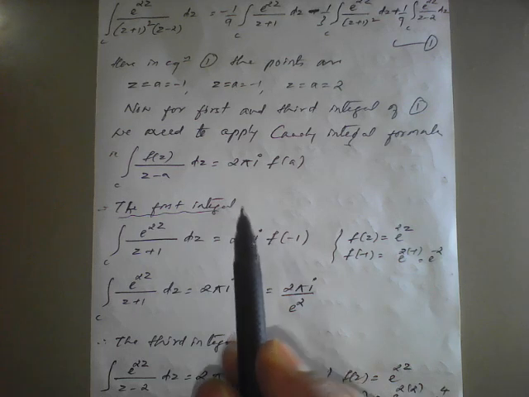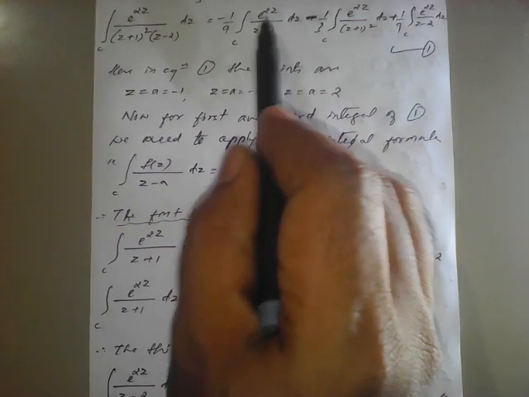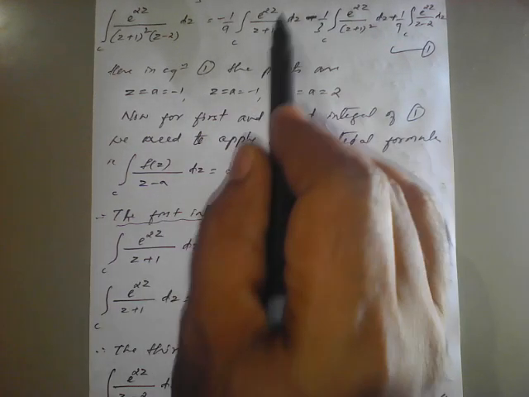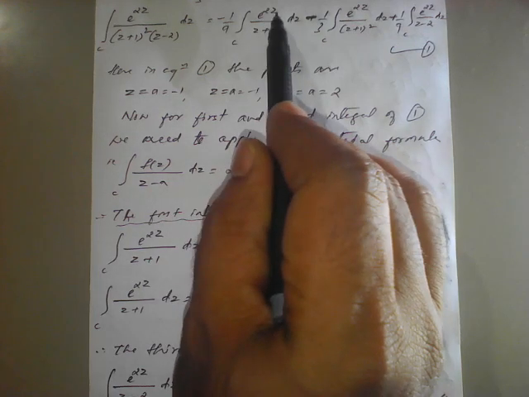So on simplification, I have taken the first integral. What is the first integral? Integration of, I will keep minus 1 upon 9 outside and pick only e raised to 2z upon z plus 1 into dz here.